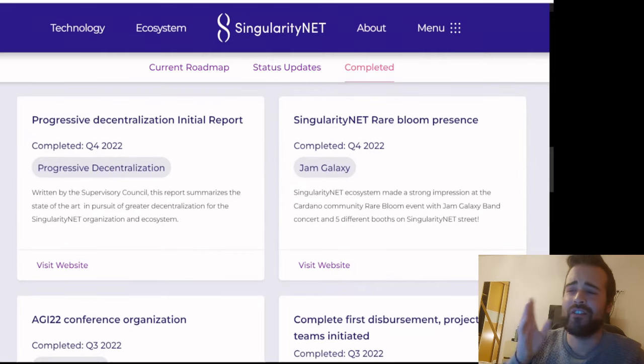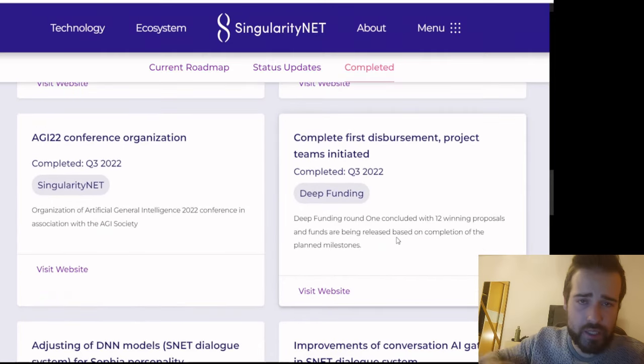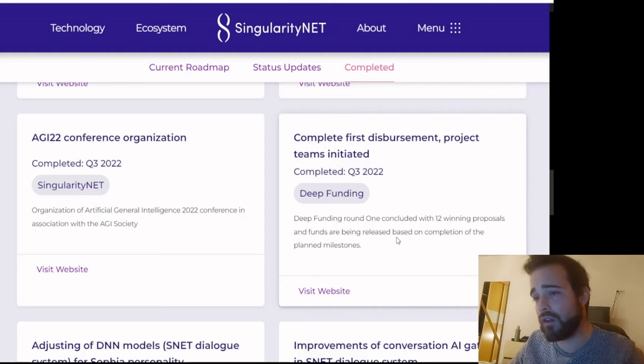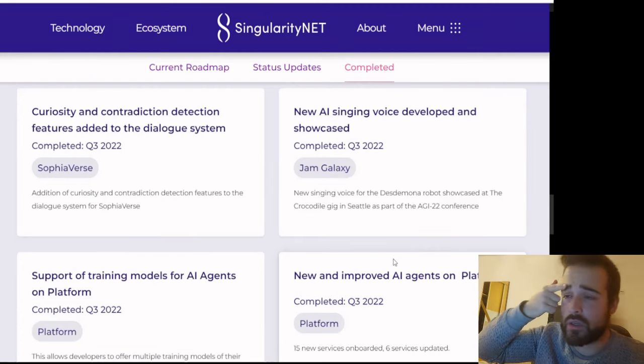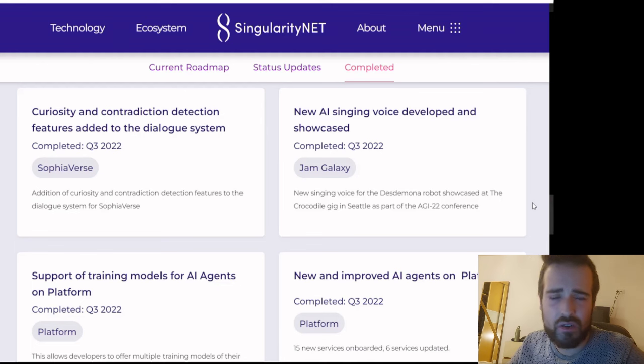In addition, the teams that were accepted in the deep funding program got their first round of funding. They started launching their products, and a lot of them have made some really interesting progress that we will also go through in this roadmap. Jam Galaxy, for example, an AI music protocol, also did a lot of improvements, and they were able to really develop an AI band, basically, which is very interesting, and you can also check it out on the services in the SingularityNET platform.